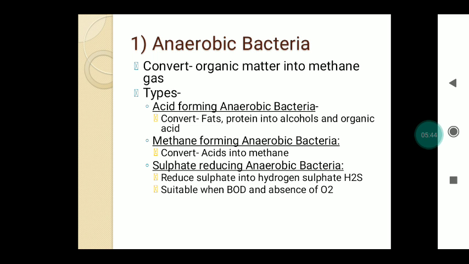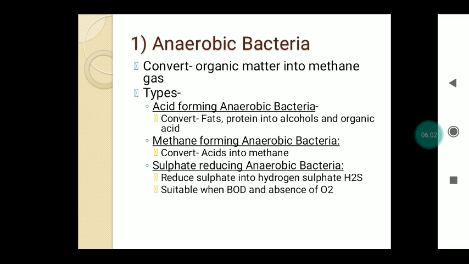Such bacteria can survive in a large range of pH, because, as the name indicates, they are acid-forming bacteria. They can tolerate a pH range of around 7, like that of sewage, and they can also survive at higher temperatures. That is the acid-forming bacteria.